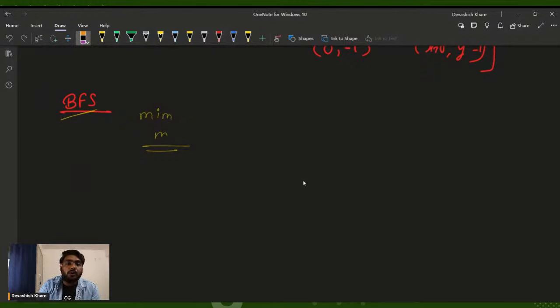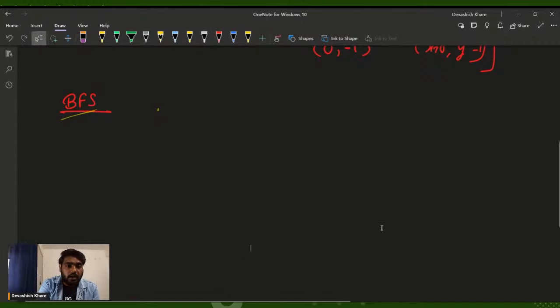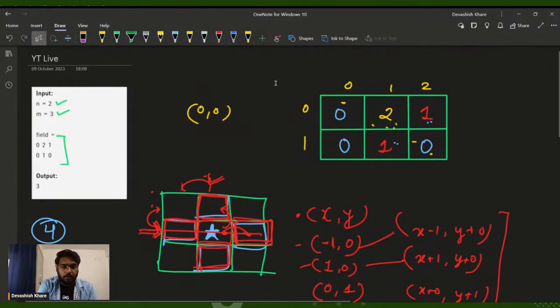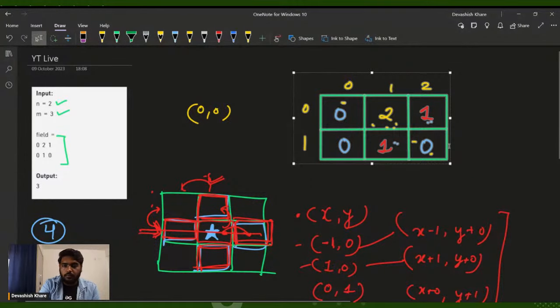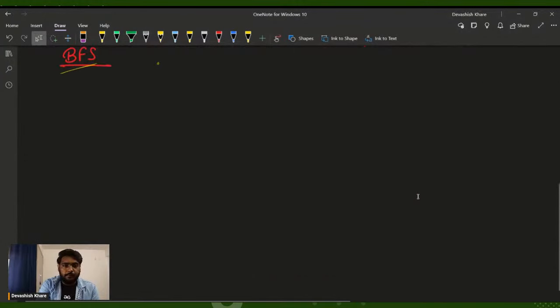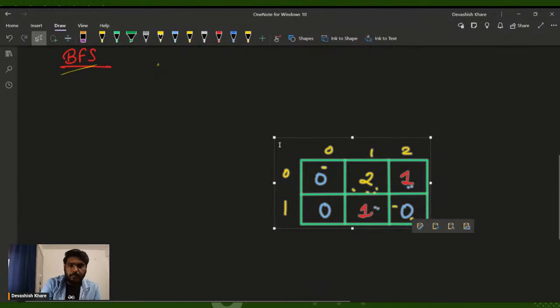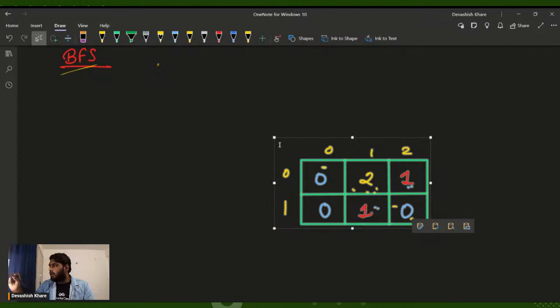Now let's see how we are going to implement BFS in our example. Let me copy this up. I hope everybody is able to understand so far. Correct? Everything is completely understandable. Right? Tell me in the chats. Fine. Coming here.